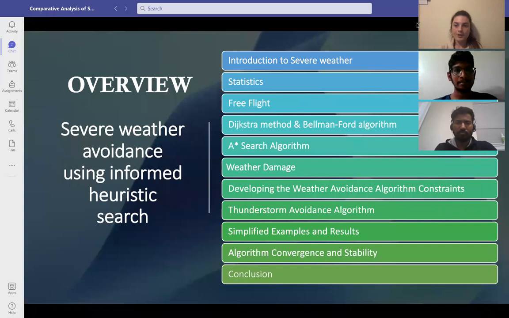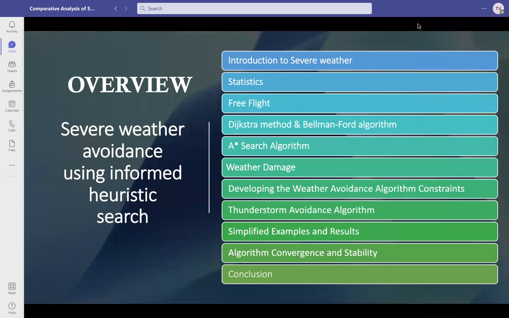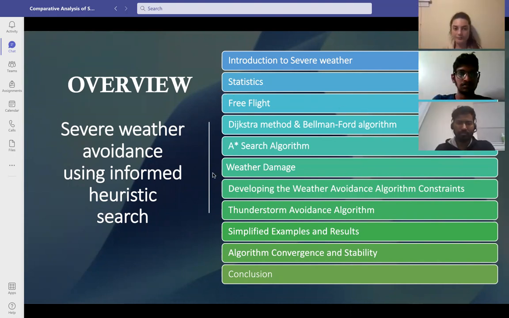Okay, so I will continue with the second paper, which is severe weather avoidance using informed heuristic search. I will cover the introduction to severe weather, statistics, free flight, Dijkstra method, Bellman-Ford algorithm, A-star algorithm, and weather damage. And from there on, the last 5, Dinesh will cover it.